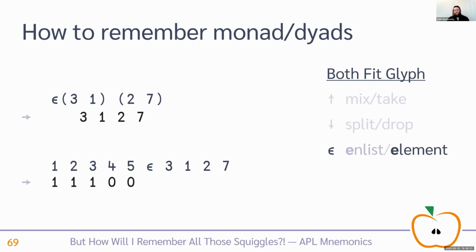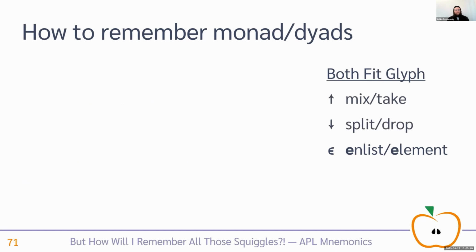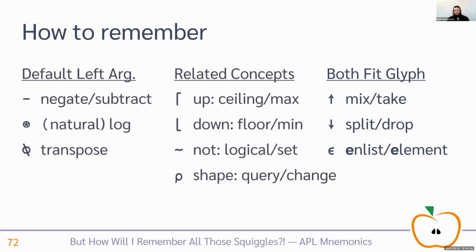So E for enlist, E for element, E is the key you find it on. That should be easy to remember. E is the Greek epsilon. The two letters are both visually and historically the same. And so this is the last category. And in fact, all APL functions that are built in with the language are in one of these categories.